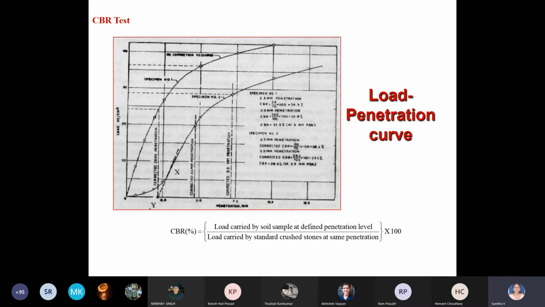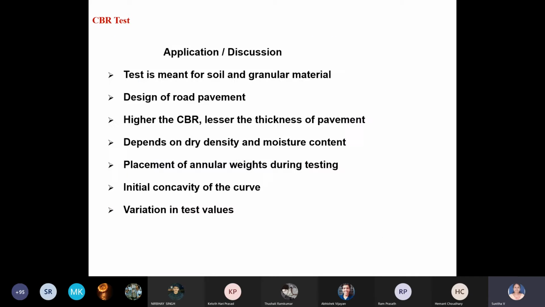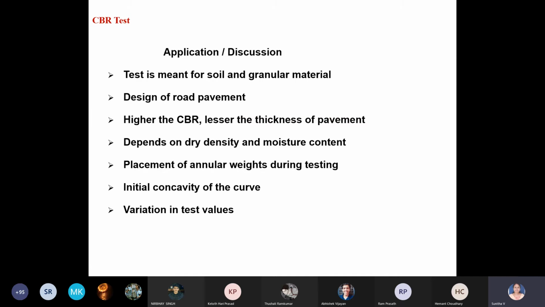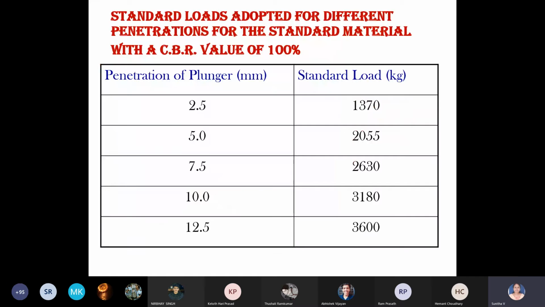Whenever you're doing it in the lab, you will understand much better. So from the corrected curve, instead of taking 2.5, if the correction is 0.5, you should take the value for 3 mm. You have to take the corrected 2.5 mm penetration and 5 mm penetration and then find the CBR value. That's the load carried by the soil sample at a defined penetration level to the load carried by standard crushed stone at the same penetration. That standard value is 1370 and 2055.